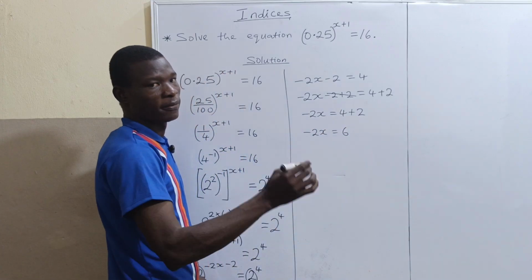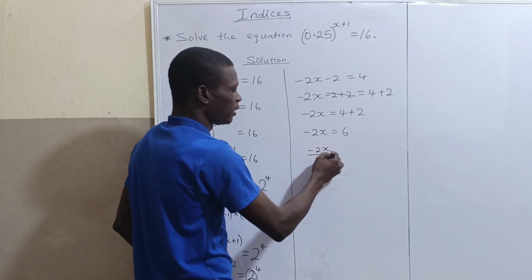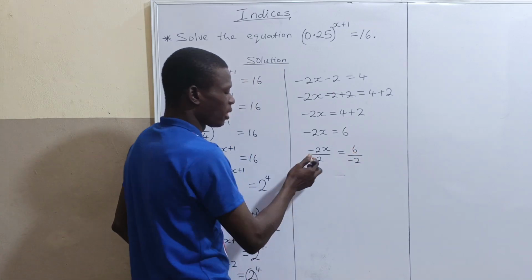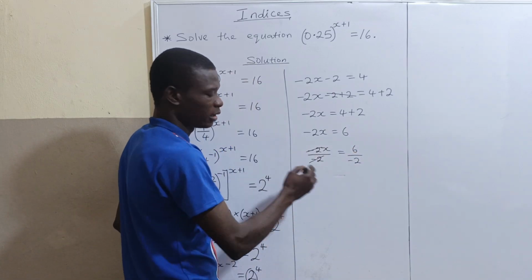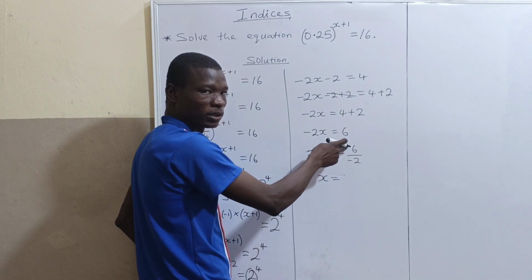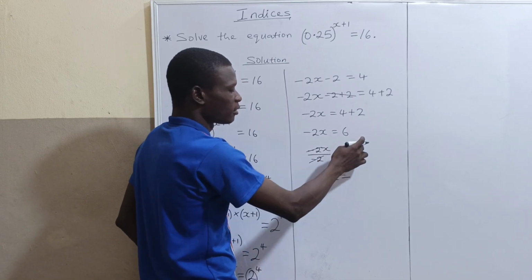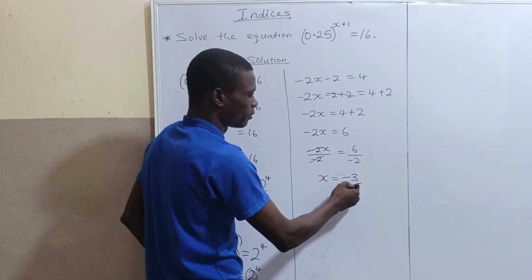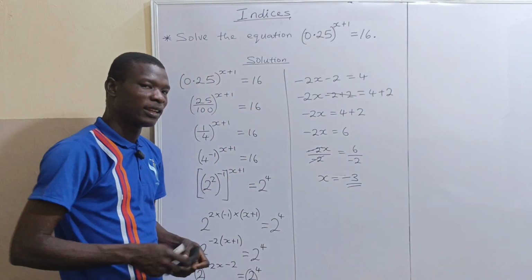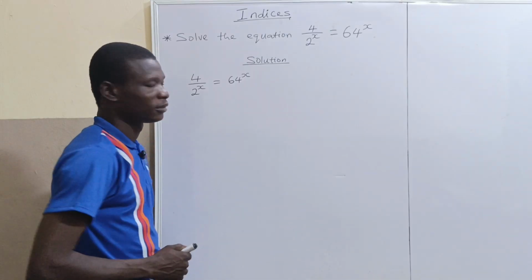What do we do? We divide both sides by negative 2. So we have negative 2x divided by negative 2 equals 6 divided by negative 2. Of course, negative 2 is going to take out negative 2 here. We'll be left with x. And the sign for 6 is positive, the sign for 2 is negative. Plus divided by minus will be minus. 6 divided by 2 will be 3. And so, our x is negative 3. A bit lengthy, but very easy. The last question in this session.